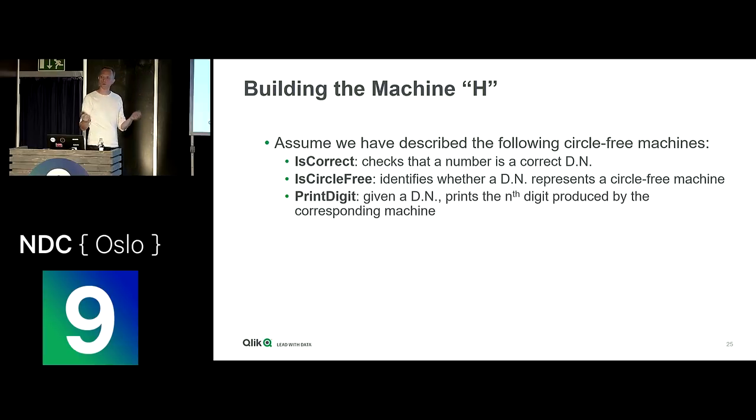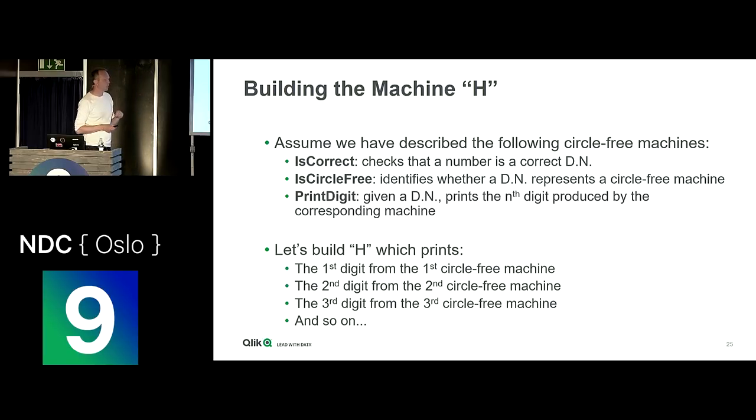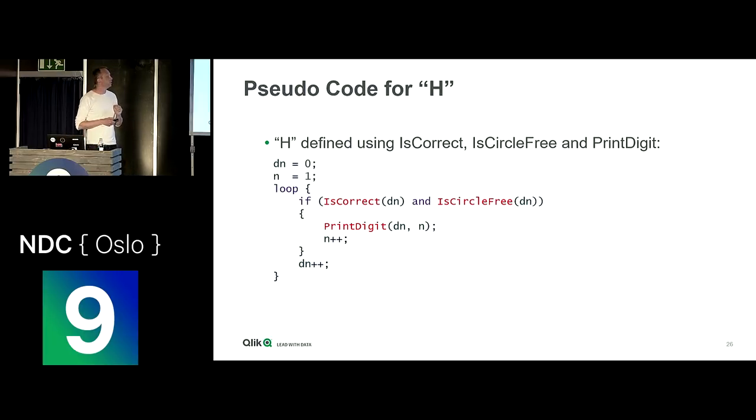Now, we can start counting, and we will start producing numbers with this machine. So the first number this machine H will produce is the first number from the first circle-free machine we reach, and then the second number from the second circle-free machine, and so on. Using pseudocode, this machine could look something like this. So we start off with a description number 0, and n equals 1. N is which digit of that number we have found that we will print.